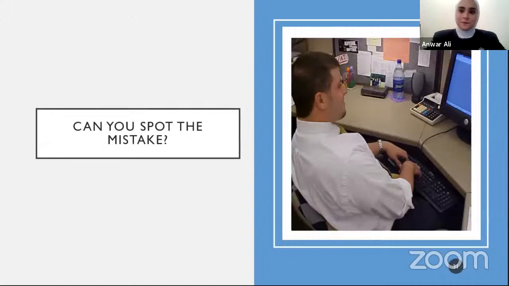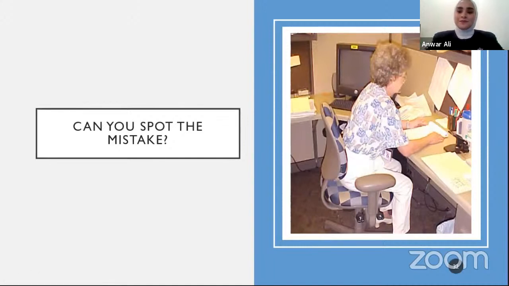How about that one? Yes, close monitor, close keyboard, low keyboard. He's bending his wrist and hands in the praying posture. He's too close to the keyboard. Yes. Perfect.